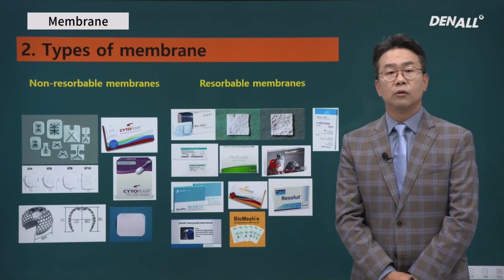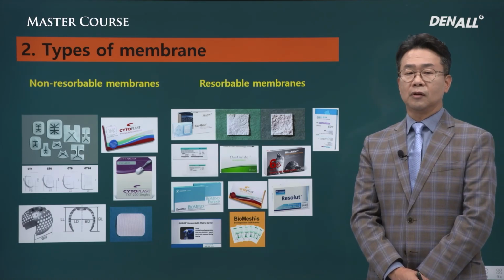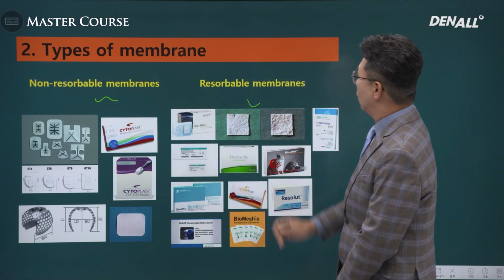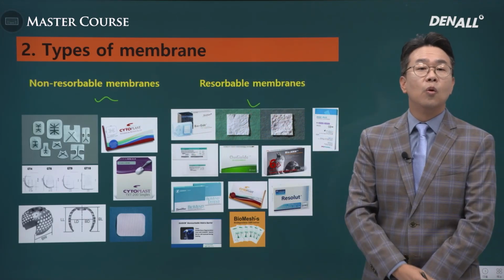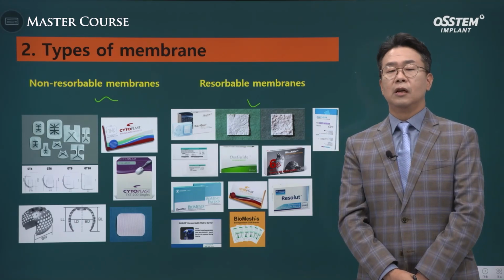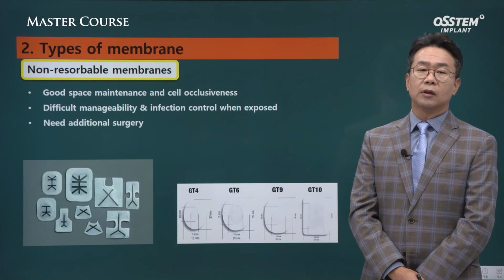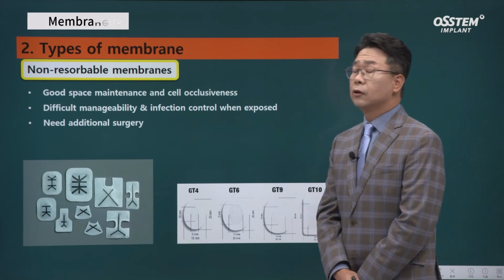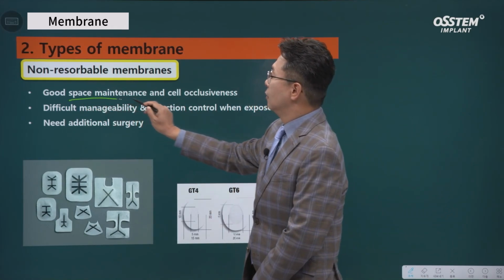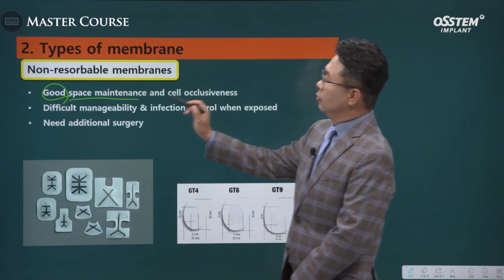Membranes can be largely divided into non-resorbable membranes and resorbable membranes. As shown on this image, there are different options available. I'm going to address how we are going to choose among different options. Let's look at non-resorbable membranes first. I've talked about how membranes need to be able to maintain space, and non-resorbable membrane serves an excellent role in this purpose.